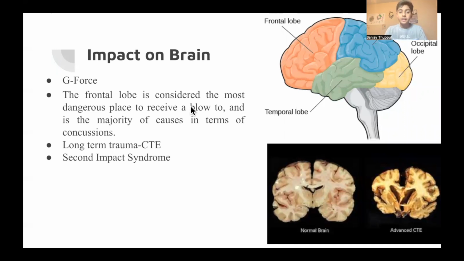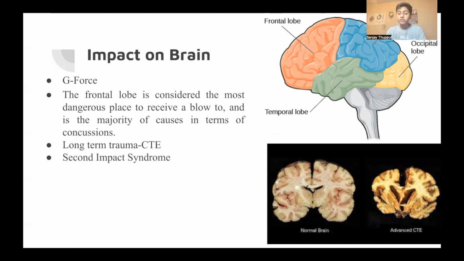The frontal lobe is considered the most dangerous place to receive a blow and is the majority of causes in terms of concussions. The brain has three major parts: the cerebrum, the cerebellum, and the brainstem. The frontal lobe is in the cerebrum, which controls physical coordination, balance, and other necessary things. This is why when someone gets hit on their frontal lobe, it's considered very dangerous, as the player can lose balance, experience loss of memory, speech, and many others.